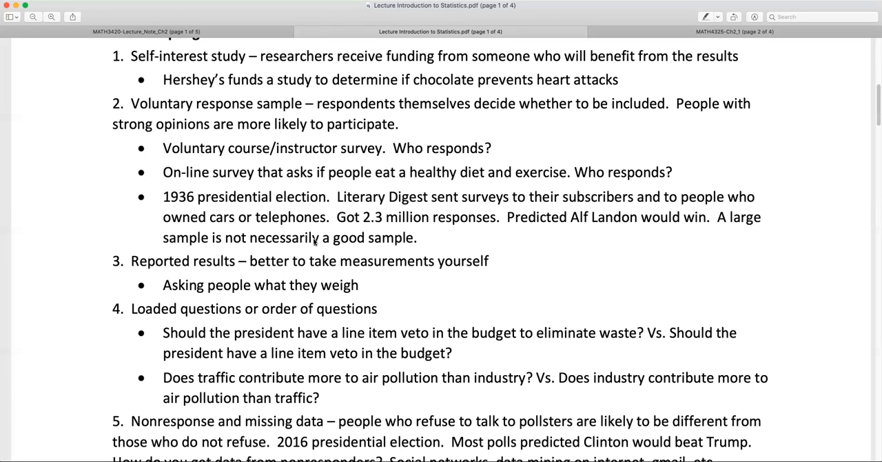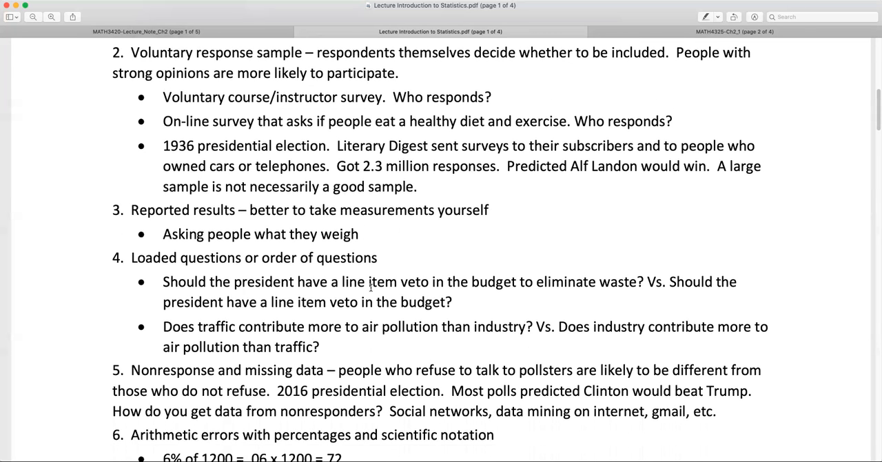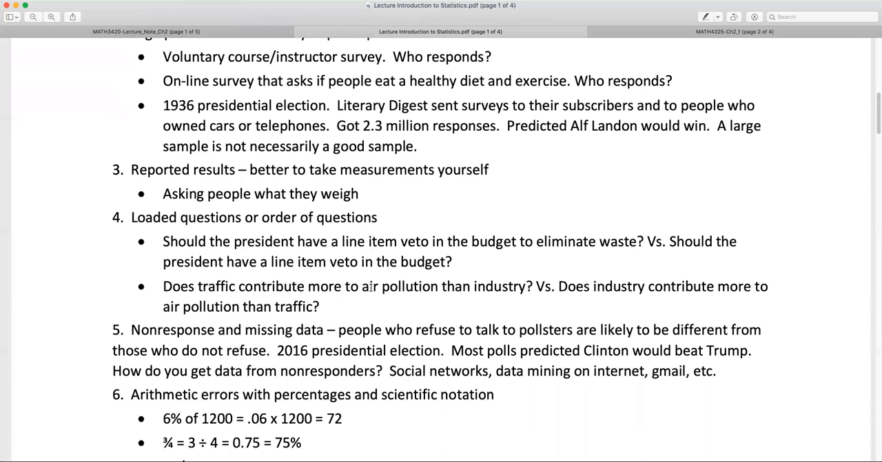So next one, report this result. It is better to take a measurement yourself, because if you ask people what they weigh, they will likely lie about their weight.